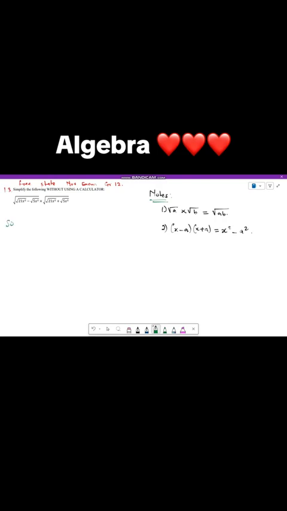The question is to simplify the following without the use of a calculator. So I'm going to just have that here, which is the square root of 21x squared, minus the square root of 5x squared, then multiplied by the square root of 21x squared, plus the square root of 5x squared. Alright, so we're going to use that property there.